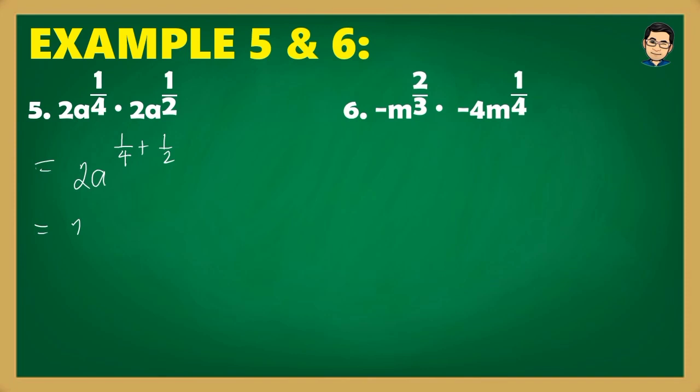And then, yung LCD ng 4 tsaka 2 is 4. So, ibig sabihin, sulat lang natin yung LCD ng 4 and then, i-add natin sila. So, 4 divided by 4, that is 1. And then, times 1, the numerator, 1. And then, plus 4 divided by 2, that is 2, times 1, that is 2. And then, isimplify natin 2a raised to 1 plus 2, that is 3, over 4. So, our final answer will be 2a raised to 3/4.